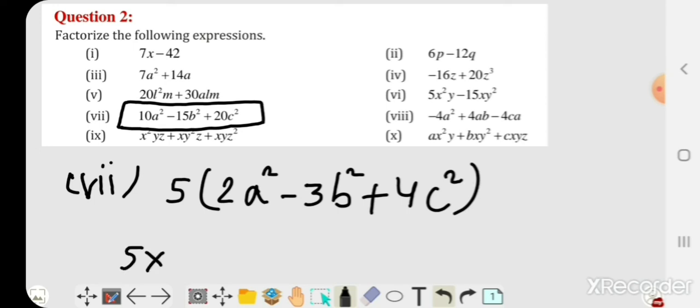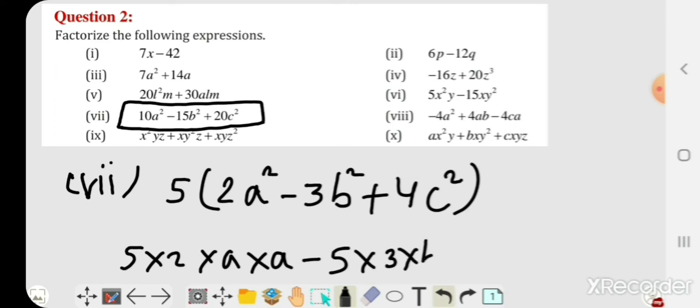Or you can just write it like this: 5 2s are 10 into a, sorry, minus 5 3s are 15 into b plus 5 4s are 20 into c.